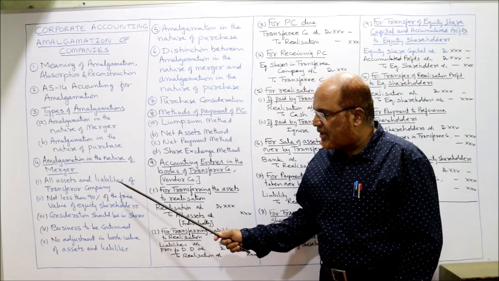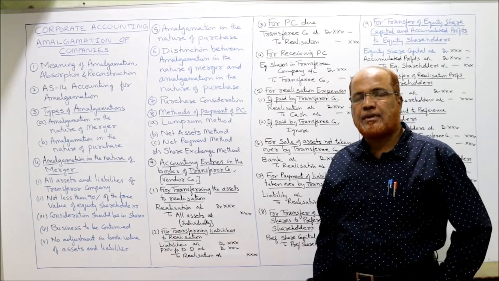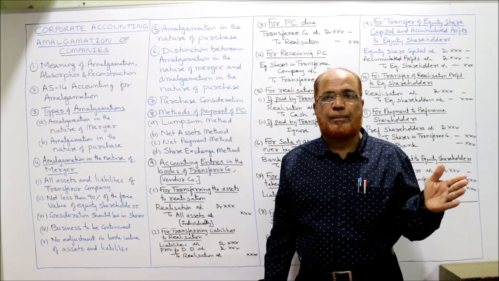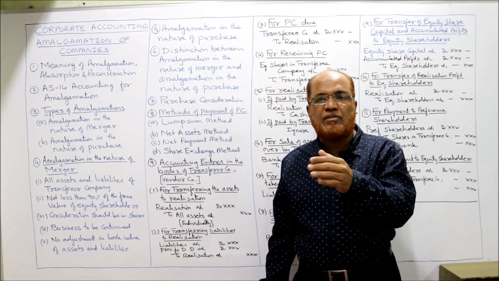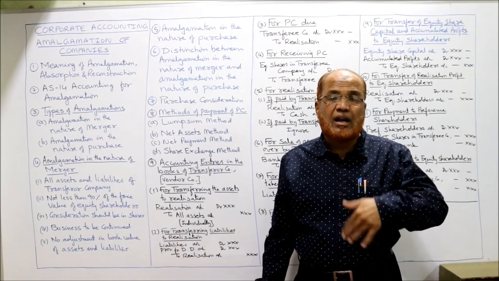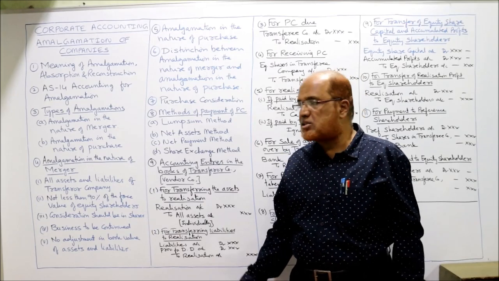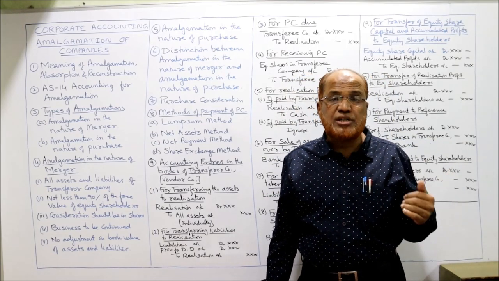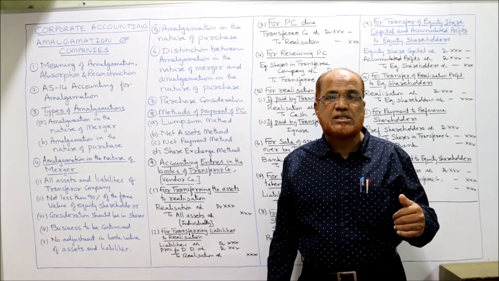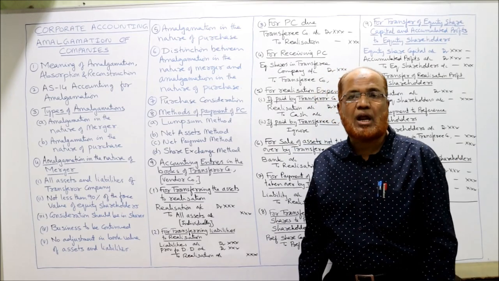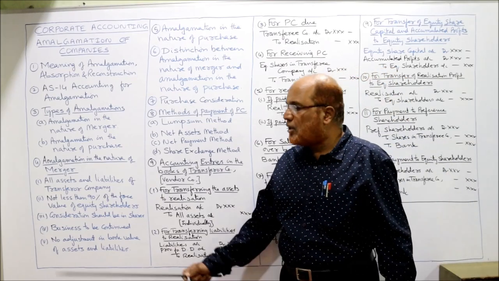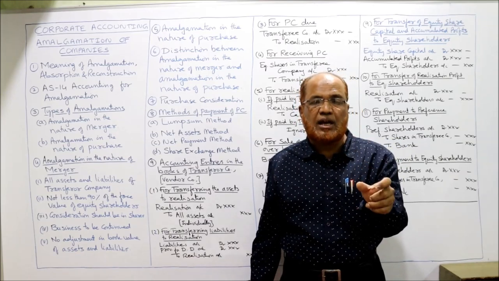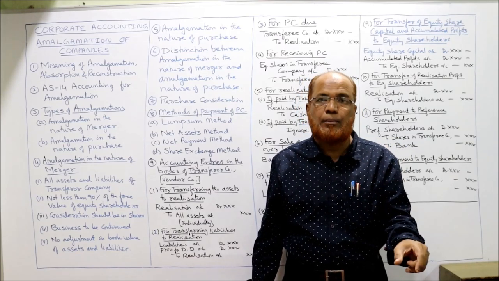First, all the assets and liabilities of the transferor company. See, two companies are there, transferor company and transferee company. Transferor company is that company which is being liquidated. Vendor company, seller company is called transferor company. And transferee company is the purchasing company, the company which acquires the other company is called transferee company or purchasing company. So here the first condition says all the assets and liabilities should be taken over by the transferee company from the transferor company.